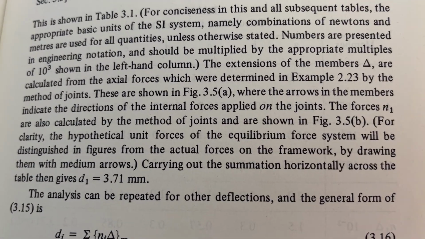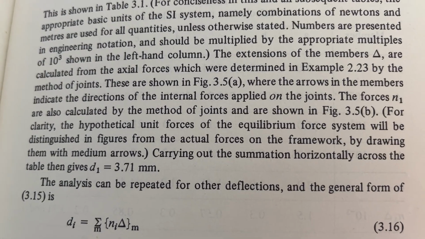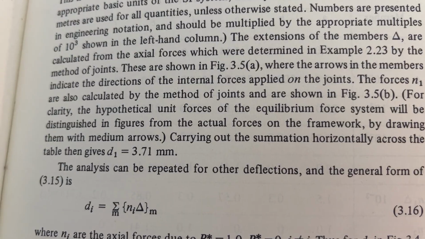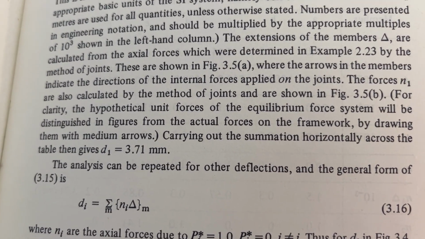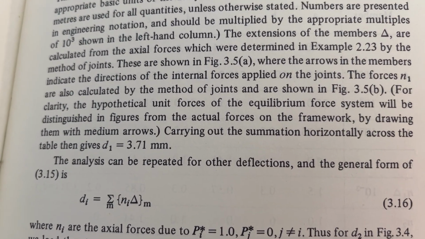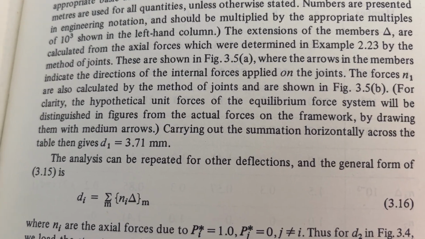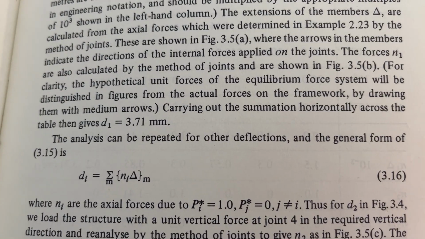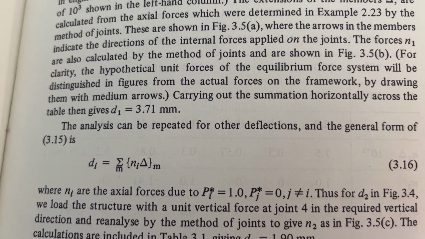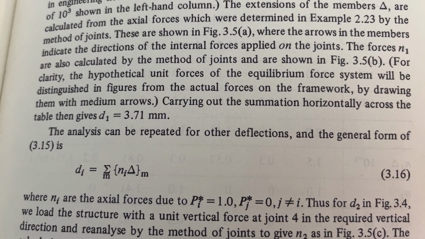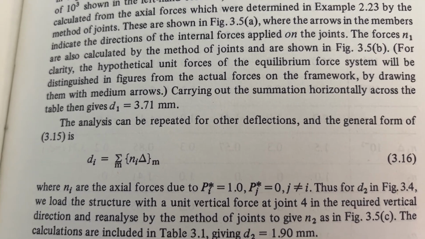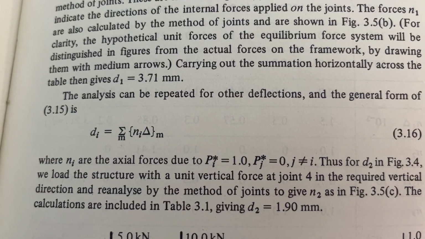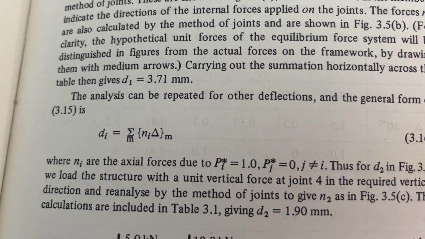The extension of the members delta are calculated from the axial forces which were determined in example 2.23 by the method of joints. These are shown in figure 3.5a, where the arrows in the member indicate the direction of the internal forces applied on the joints. The forces N1 are also calculated by the method of joints and are shown in figure 3.5b. For clarity, the hypothetical unit forces of the equilibrium force system will be distinguished in figures from the actual forces of the framework by drawing them with medium arrows. Carrying out the summation horizontally across the table then gives D1 equals 2.71 millimeters.